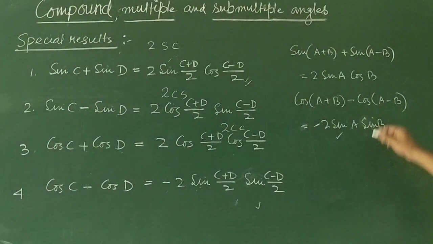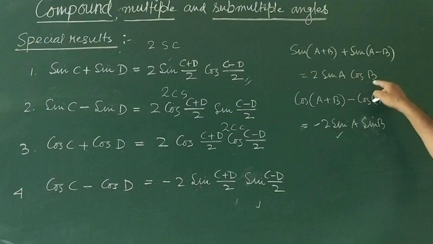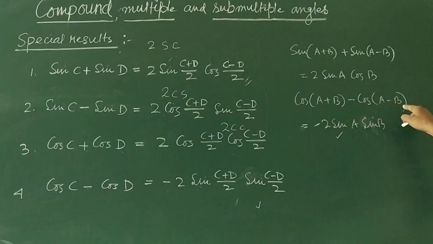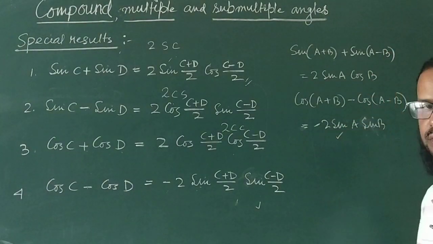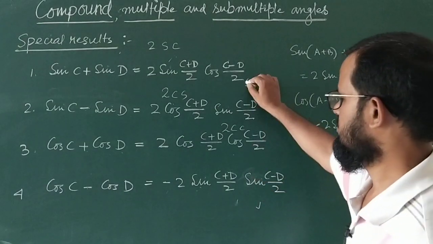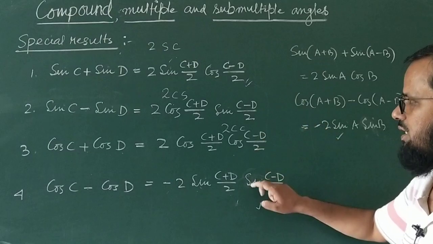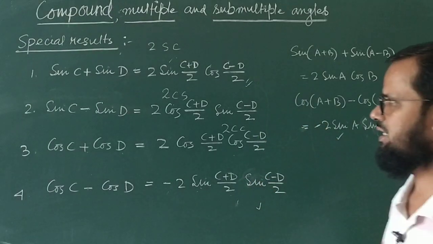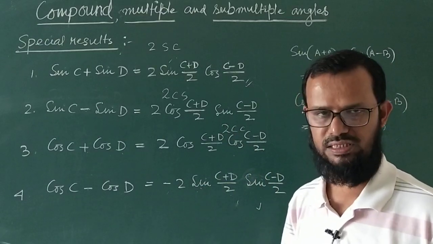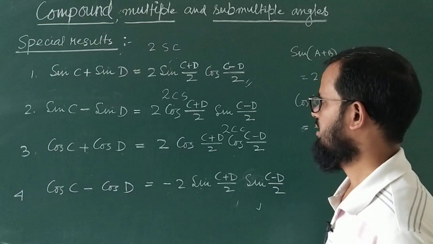Review the two formulas first. Sin(A+B) plus sin(A−B) equal to what? 2 sin A cos B. Cos(A+B) minus cos(A−B) equal to what? Minus 2 sin A sin B. So first you review these two formulas, and then you start to solve these two results. I am going to do the first one and the last one. The other two you can do, and it is not necessary to prove them, but to make it a little convincing and clear the concept, we will prove these.